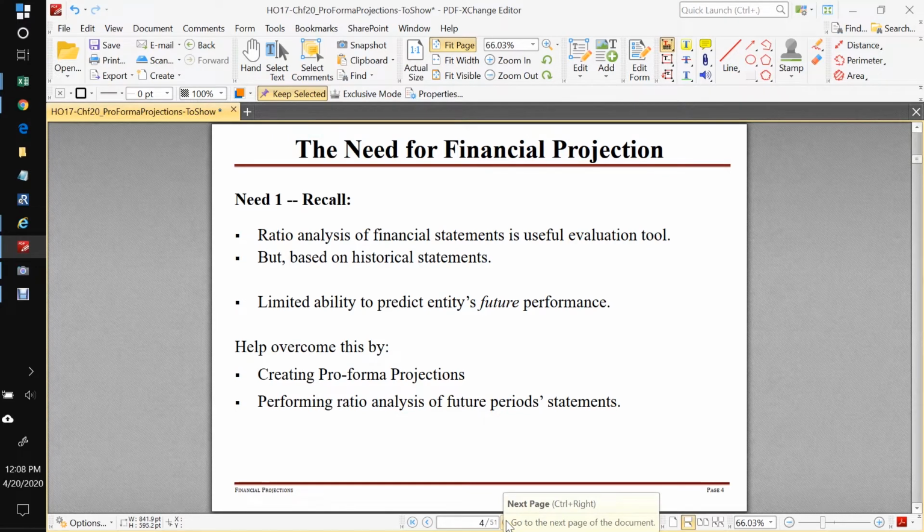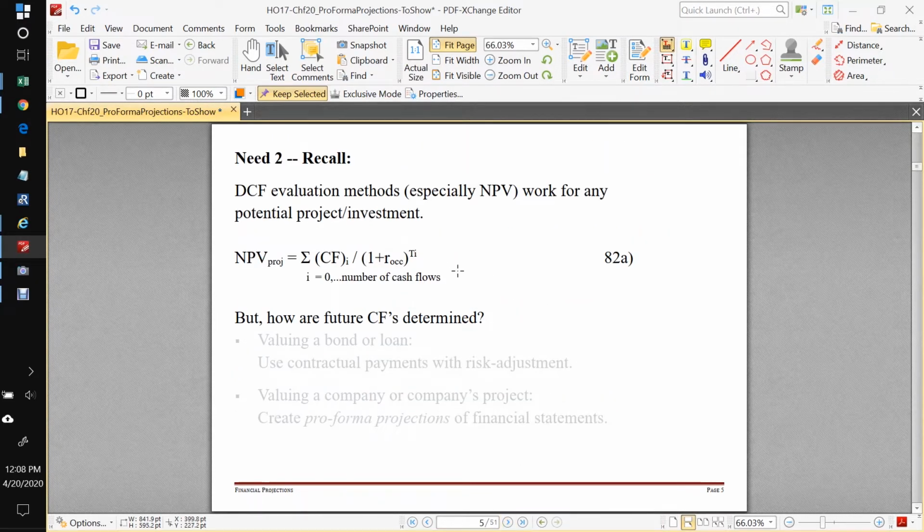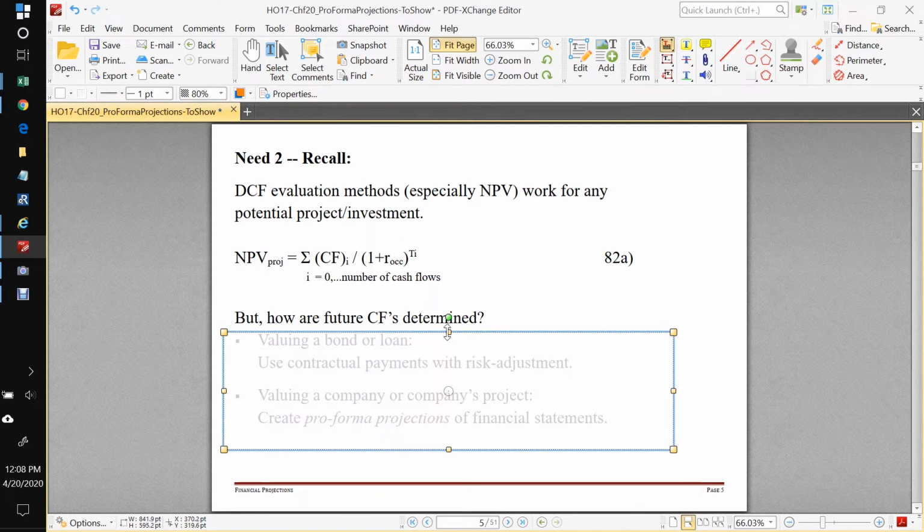Our second need goes to our DCF entity valuation methods, and especially NPV, which is what we've been working with mostly. And remember, the NPV of a project is equal to the sum of the present value of each cash flow: present value at first, then add them all up, and that's the NPV. The problem is these are all cash flows in the future, except for maybe one that happens at t equals 0. So the issue has always been how to estimate those beautiful future cash flows.